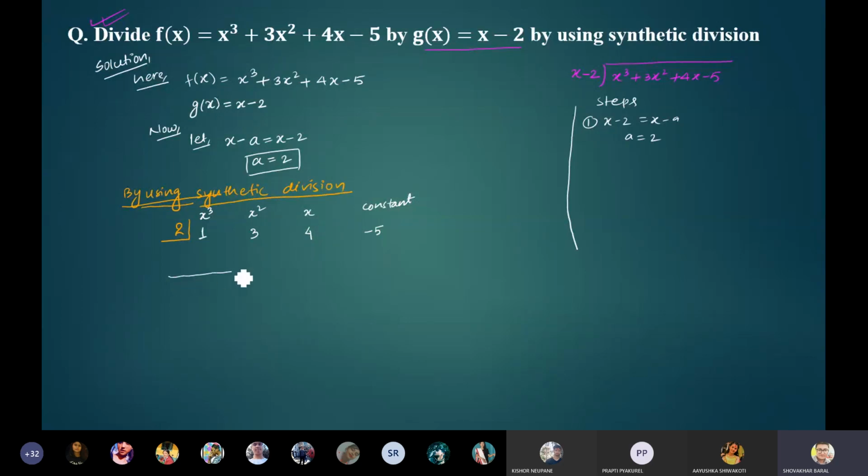Now draw a line over here, leaving a second line, and then we'll write something here. Okay, in step number 2, we write the value of a at first, and then the coefficients in decreasing order. Okay. So now let me drop this one.